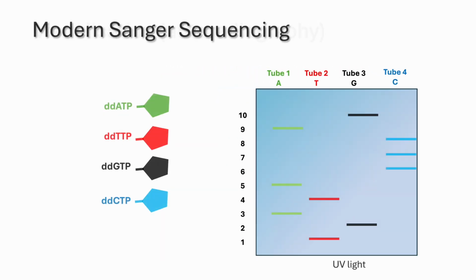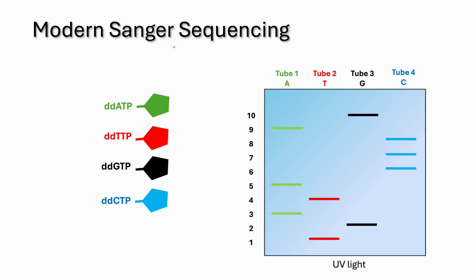Now, modern Sanger sequencing uses fluorescence instead of radiolabeled nucleotides for several advantages, primarily stemming from its ability to simplify the process and automate the sequence detection. By using unique fluorescent dyes that emit distinct colors, each dideoxynucleotide can be labeled differently. In this example, the green fluorescent is incorporated into ddATP, the red fluorescent into ddTTP, the black for ddGTP, and the blue for ddCTP.